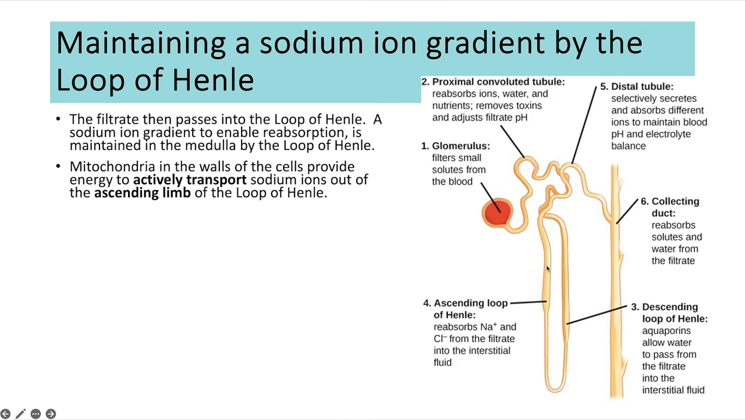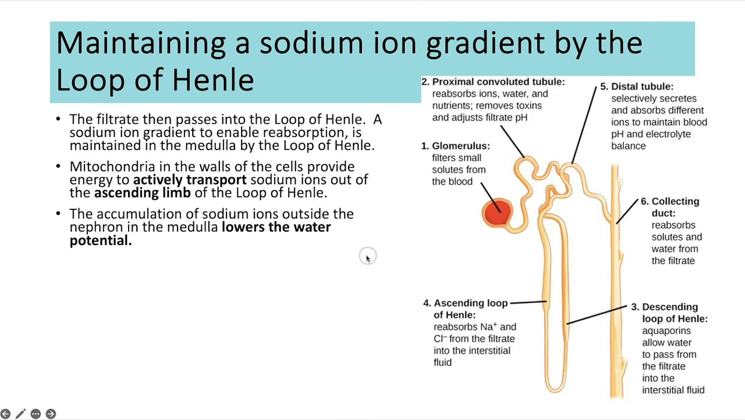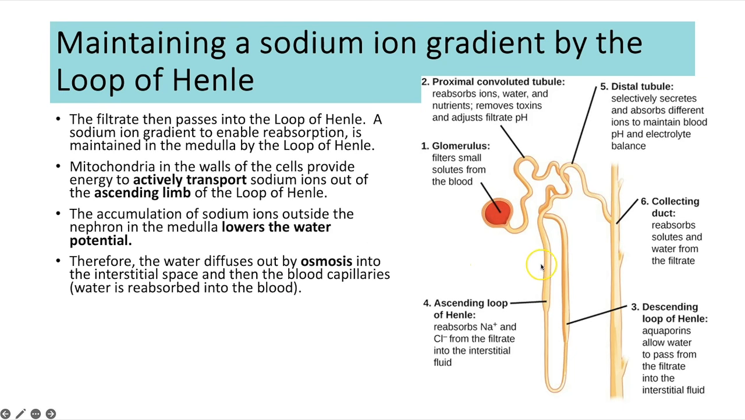And those ions are transported out of the ascending loop of Henle to the surrounding space, which is known as the interstitial space. Because you now have lots of sodium ions, and also some chloride ions as well, that are actively transported out, you have lots of ions in that interstitial space. That lowers the water potential of the medulla in that interstitial space. Because the water potential is lower, that then means water will move out of the descending limb by osmosis.